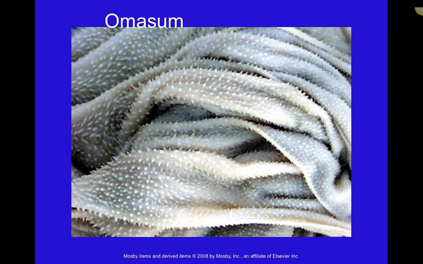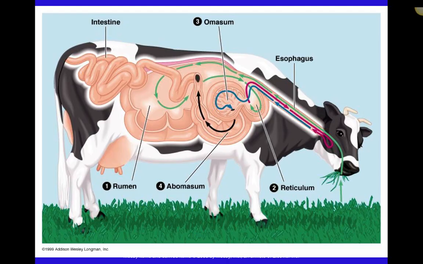This is what the folds of the omasum look like within the ruminant GI tract. This is just a little image talking about where that food goes, how it works its way through the GI tract. Probably a good idea to get to know that.